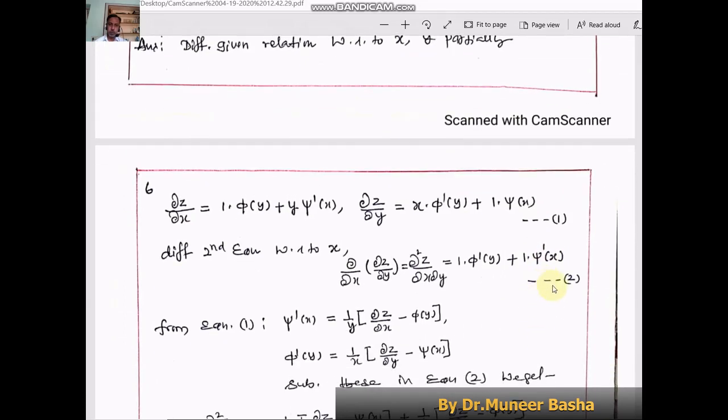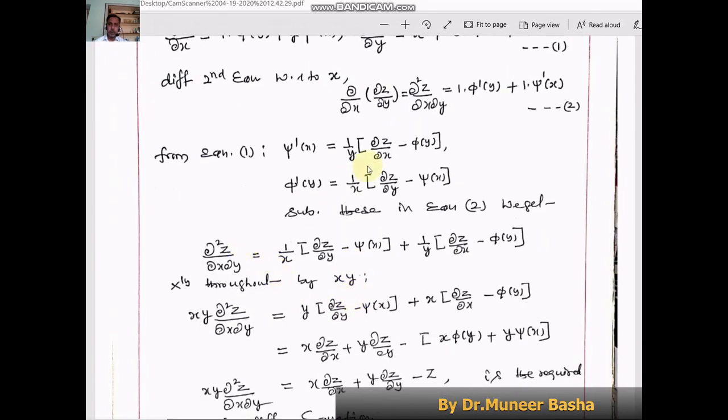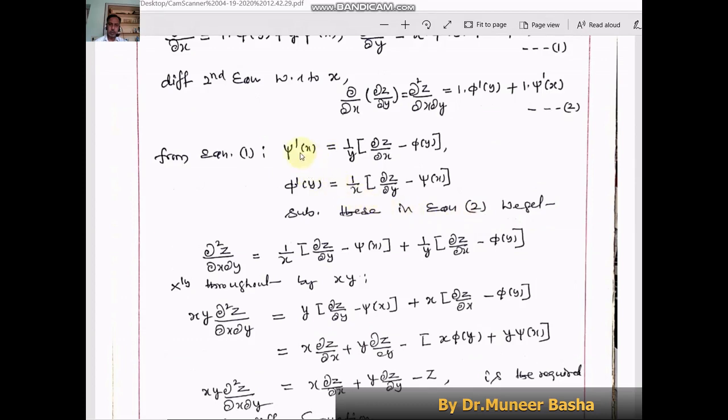So you call this equation 2, and from equation 1, ξ'(x) is equal to, and φ'(y) is equal to, these are the expressions we are getting. So then we can substitute these ξ' and φ' values in the above equation. So we can find that the above equation is what? ∂²z/∂x∂y is equal to φ'(y) plus ξ'(x). So we have expressions here, the ξ'(x) value and the φ'(y) value.